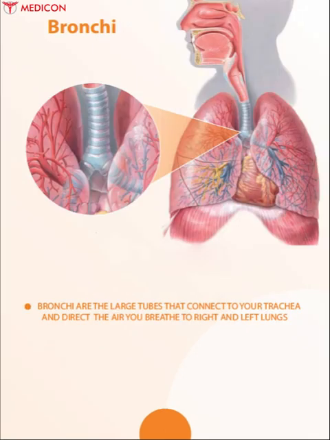Bronchi. Bronchi are the large tubes that connect to your trachea and direct the air you breathe to the right and left lungs. The bronchi are located in the mediastinum at the level of the fifth thoracic vertebra, and the bronchi branch into smaller passageways until they terminate in tiny air sacs called alveoli.